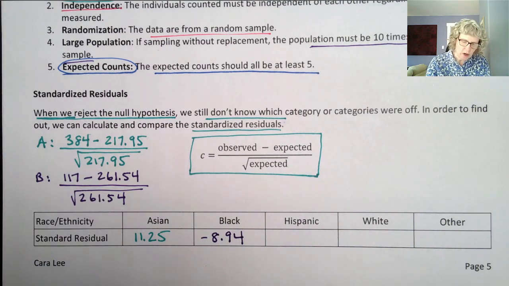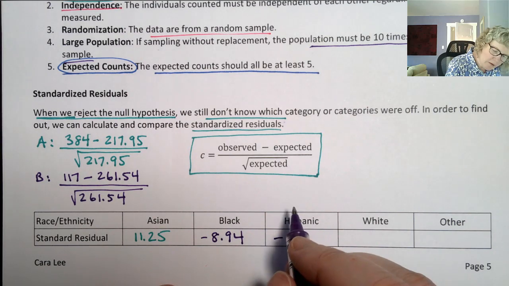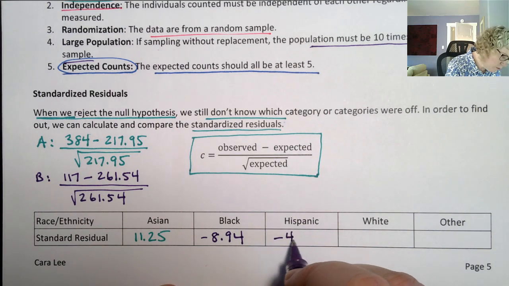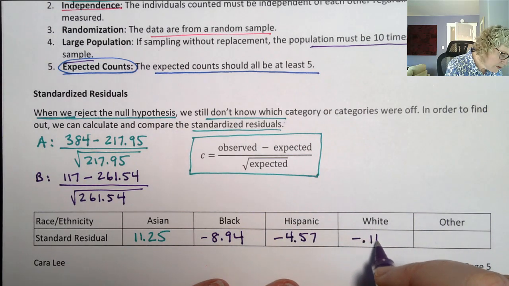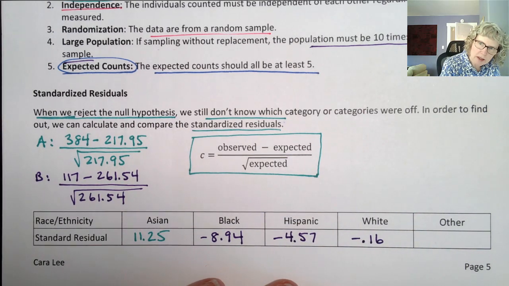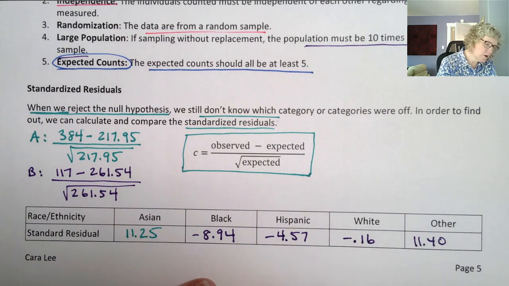Okay, so try these all out yourself. I'm going to put in what I got for the rest of them. I got negative 4.57 for Hispanic, negative 0.16 for white, and 11.40 for other.